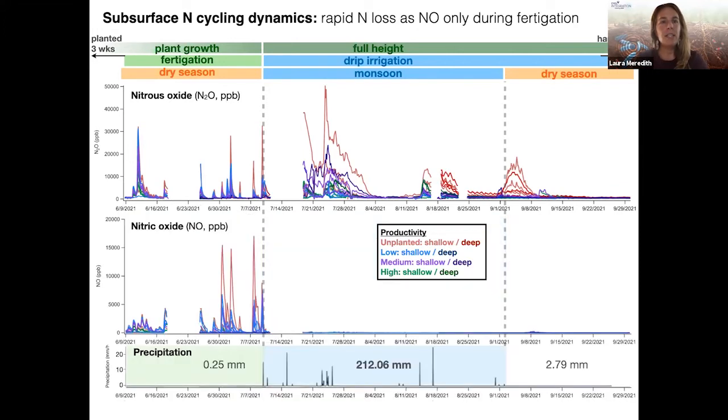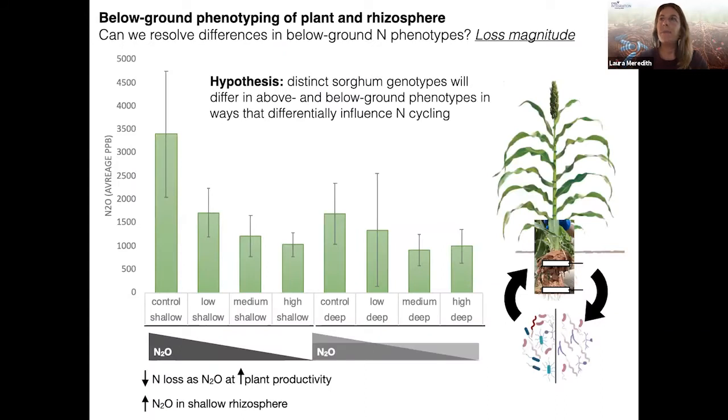And we can contrast this with our observations of nitric oxide, which is really tied to the application of fertilizer. We get a lot of losses of this important photochemical gas. But then during the monsoon, when there's no new fertilizer applied, we really see that NO crash out. And so we're seeing very different dynamics for different gases.